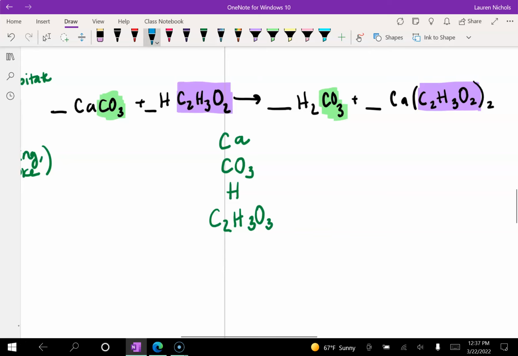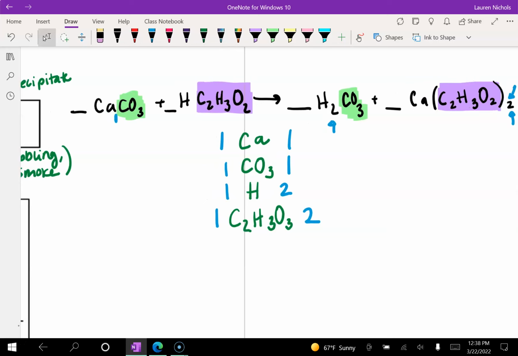So when we look at the left side, our reactant side, we see that there is 1 calcium, so I put a 1. There is only 1 CO3. If there was more than 1, you'd see parentheses with a subscript like this one on the product side. We have 1 hydrogen and we have 1 acetate ion. On the product side, we have 2 hydrogens right here. We have 1 carbonate, we have 1 calcium, and this subscript 2 outside the parentheses tells me that I have 2 acetate ions.